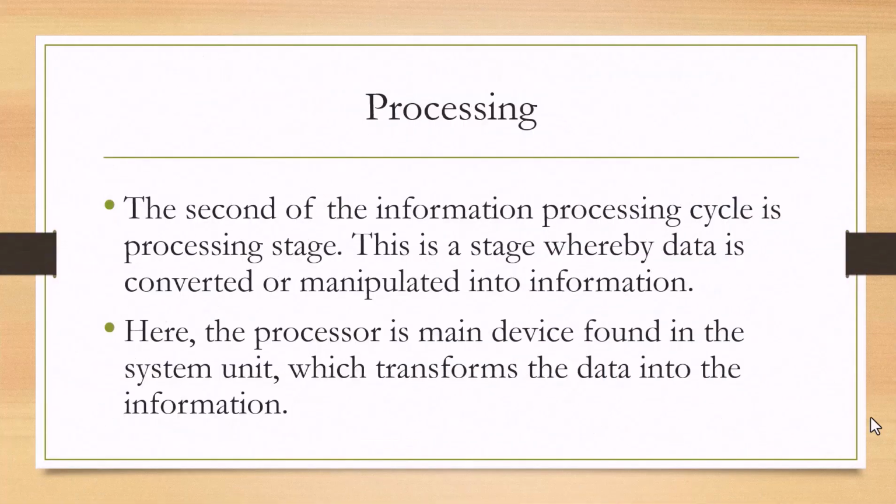Processing. The second of the information processing cycle is the processing stage. This is a stage whereby data is converted or manipulated into information. Here, the processor is the main device found in the system unit, which transforms the data into information.